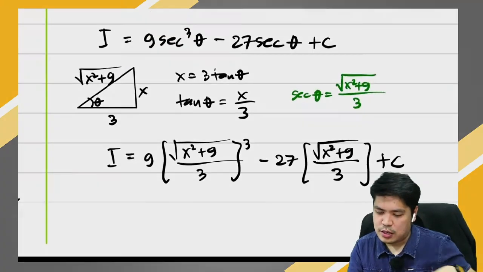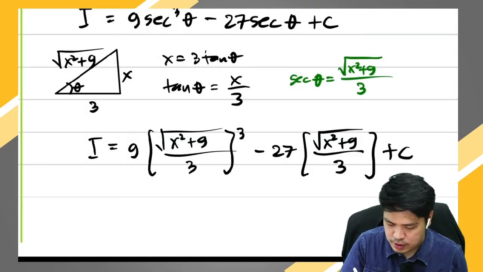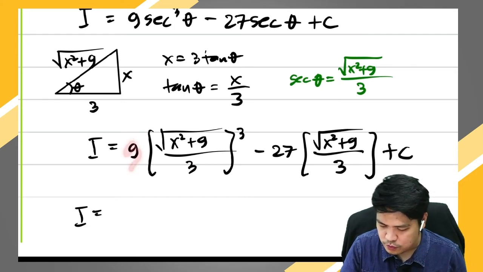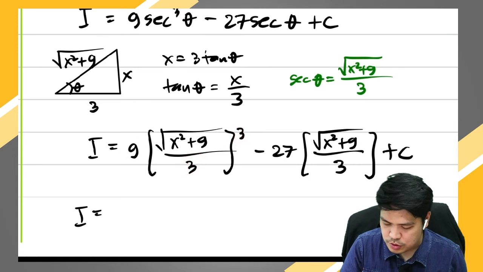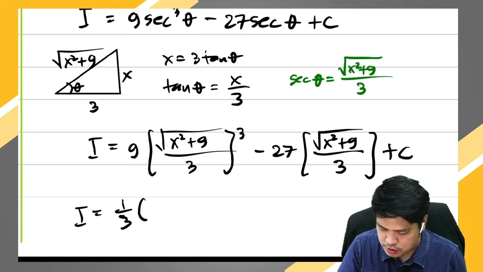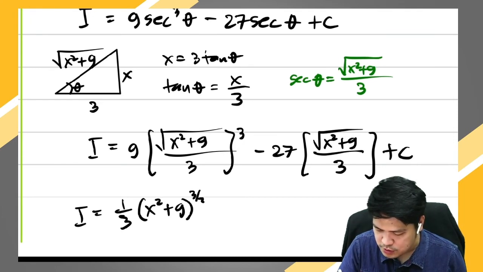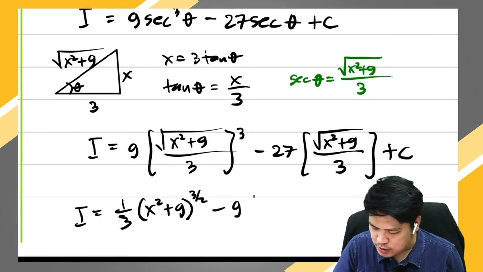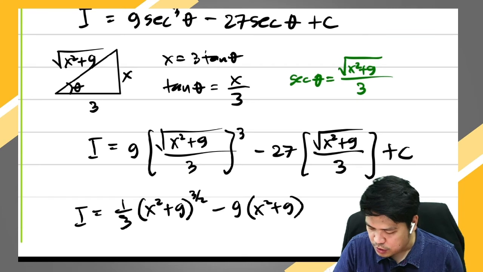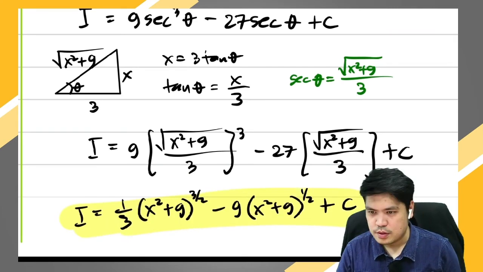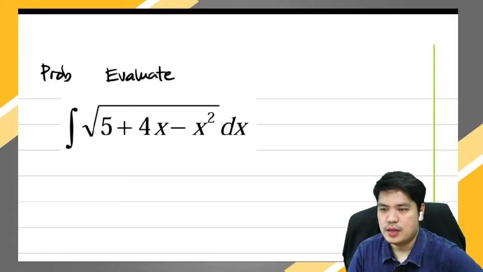Sorry, I couldn't see. So we'll have I is equal to 9 over 3 cubed. So 9 over 27, that's 1/3. So 1/3 times x squared plus 9 raised to 3 halves. Then this would be 27 over 3, so that is 9 times x squared plus 9 raised to 1 half. Then plus c, that is our final answer. That easy. Okay, next sample problem.